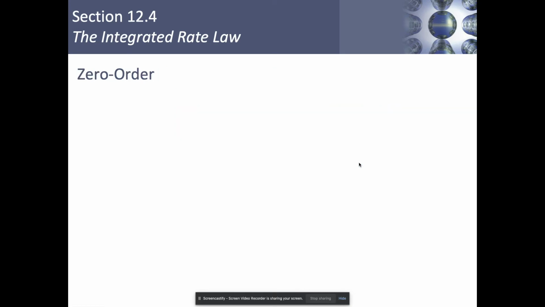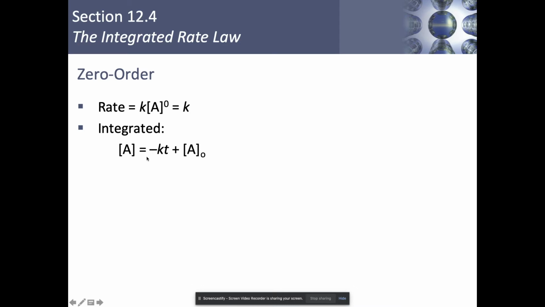What about zero order reactions? Now you might think, what about third order? That's really rare and doesn't happen very often. So zero order, though, does happen quite a bit, and it's where the rate is just equal to K. A is raised to the 0 power, so you just end up with a rate. There's no fancy stuff for this one. The integrated rate law is just A equals negative Kt plus A sub 0.